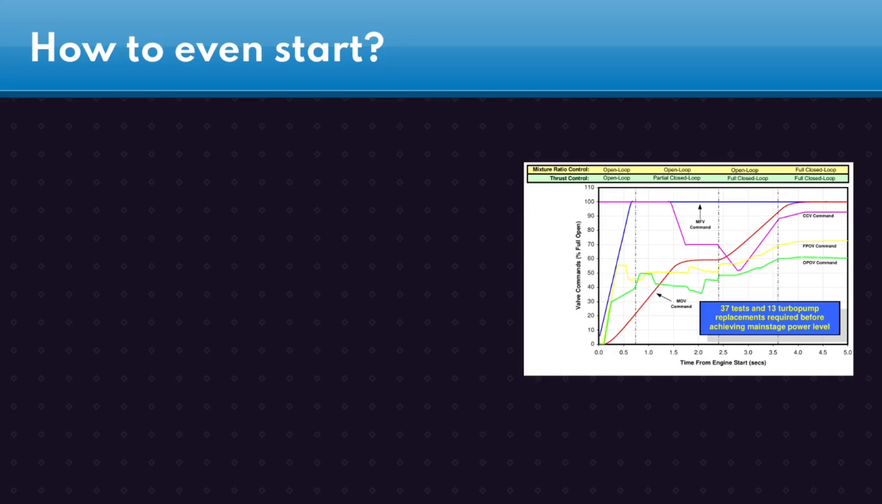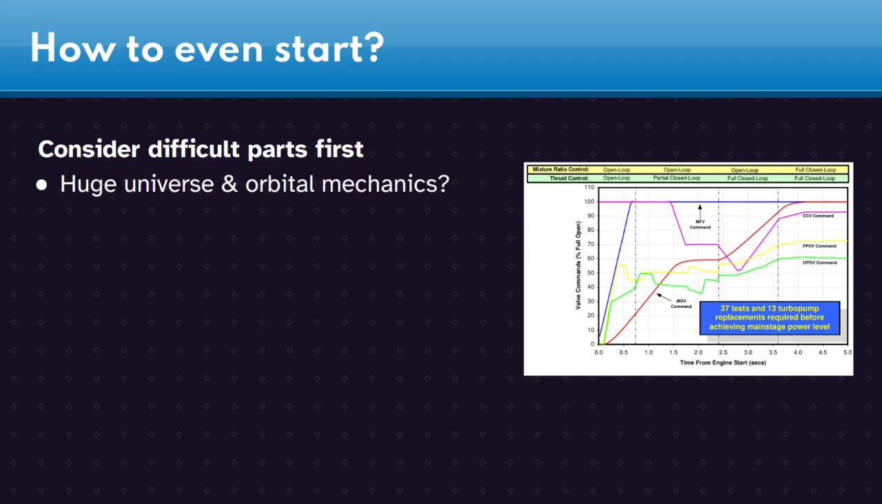So how do we even start? So first off, we know how to make regular games. Game engines exist, we know how to load 3D models, we know how to do UI, but it's really best to consider the difficult parts first. So, like, how do we do a huge universe and orbital mechanics? Because making an orbit simulator on its own is not easy, but it is a solved problem for the most part. Now, if we want a spacecraft that can start on a surface and launch into orbit and navigate to, you know, other planets and land, now it's a hard problem.